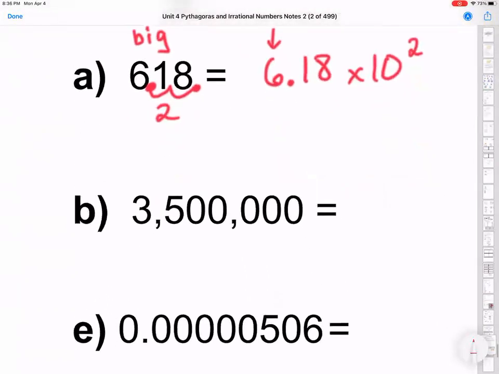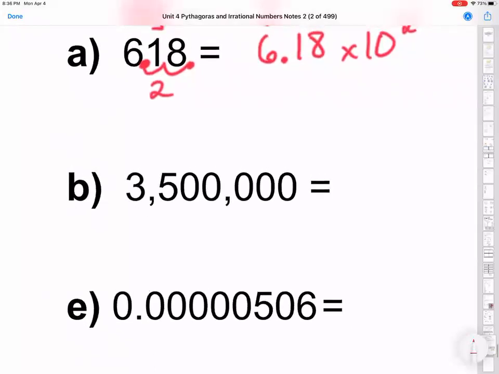Next, we're going to go ahead and try B. Again, we want to first identify where is our decimal. Well, if we have 3,500,000, our decimal is actually at the end here. And again, we need this number in between 1 and 10.